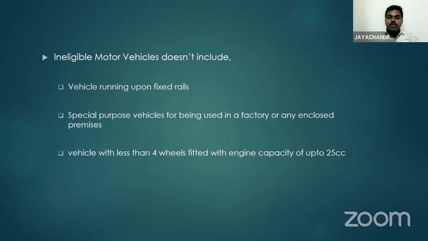Third, vehicles with less than 4 wheels fitted with engine capacity of up to 25 cc. That is, for example, a tricycle or a two-wheeler with engine capacity of up to 25 cc. They may use a tricycle fitted with some motor. For those vehicles you can avail the ITC.